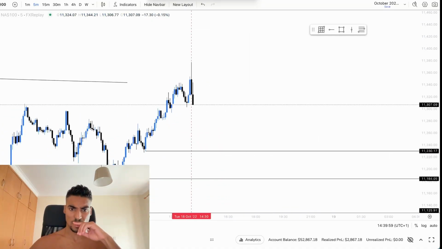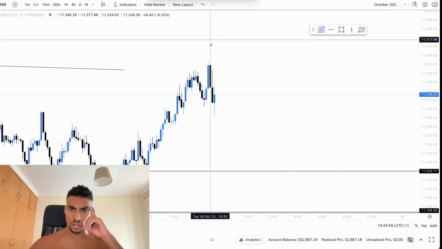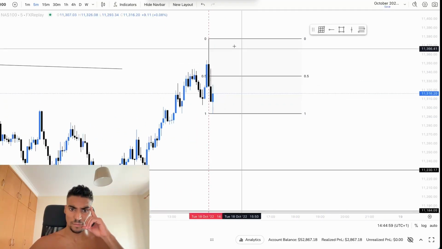Let's go for 5 minutes, honestly. I want to see 5 minute break of structure. We don't get that. We get 79% extension though. Let's see if we get equilibrium, get a fill on 5 minutes. That will be fine. That will be fire.